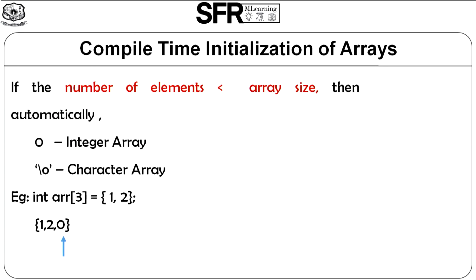In compile time initialization, if the number of elements specified within the curly braces is lesser than the specified array size, then automatically the balance space will be allocated as 0 or null. If I declared an integer array, the remaining spaces will be filled with 0. If I declared a character array, the remaining spaces will be filled with null value. For example, if I declared a size 3 array but initialized only 2 values, 1 comma 2, the remaining will be automatically filled with 0. If I declared a character array, the remaining will be filled with null character.